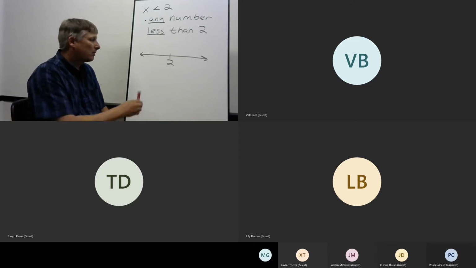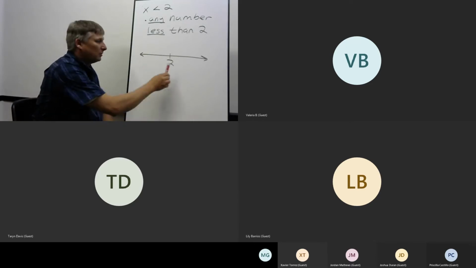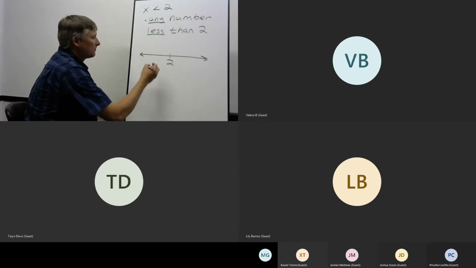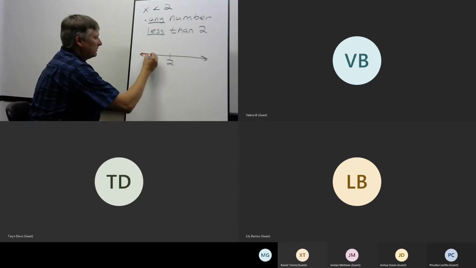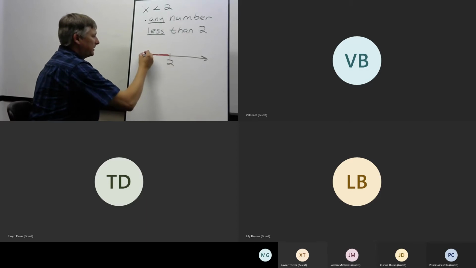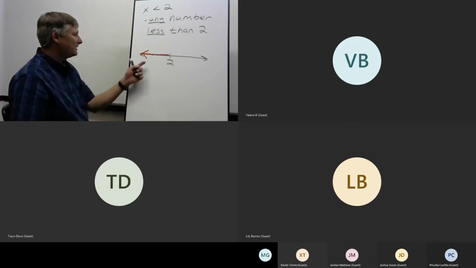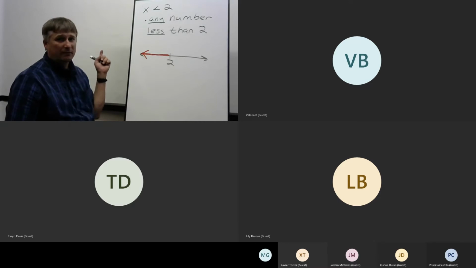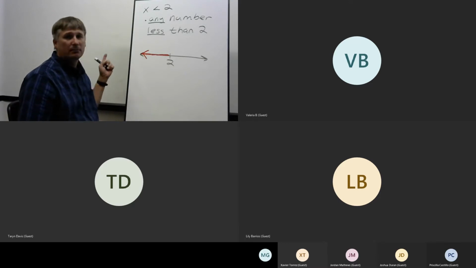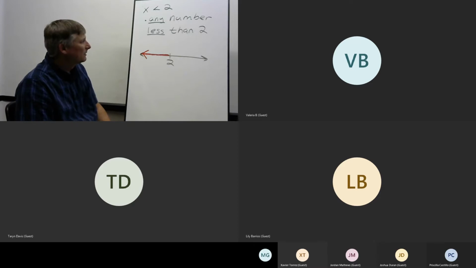Now remember, smaller numbers will always be to the left. Larger numbers will always be to the right. So we're going to color in everything to the left. And then we're going to put an arrow here to indicate we could keep going to the left. As long as we keep going to the left, that means we're finding more numbers smaller than 2.